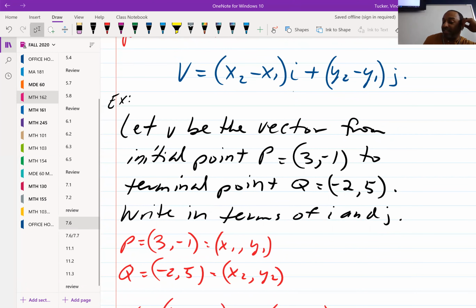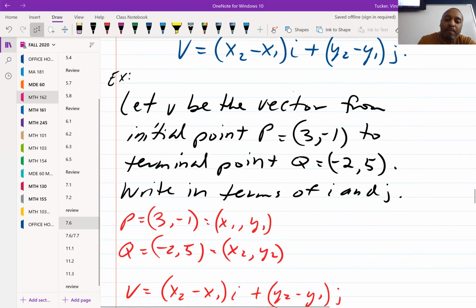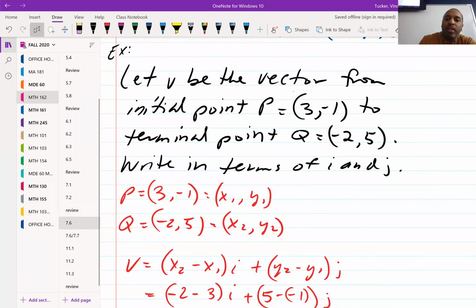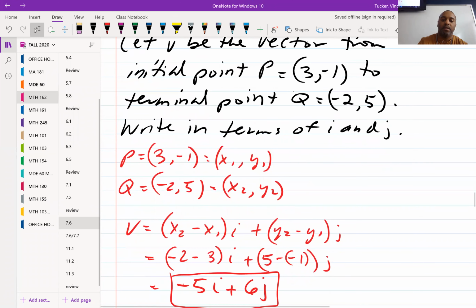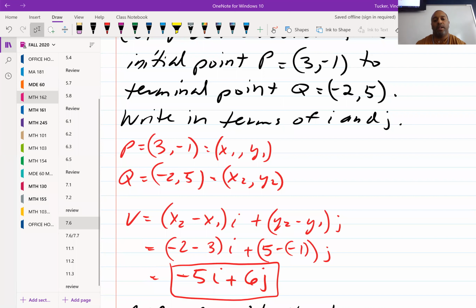So as far as our labeling is concerned, P is our initial point, so that would be the coordinates x1, y1, Q, terminal point x2, y2. And we're leaning on the formula that I just gave you. X2 minus x1 is going to be in front of I. Y2 minus y1 will be in front of J. Just make sure you substitute in accordingly and make sure you don't lose any of your negatives. So we have -2 minus 3, and then 5 minus -1. And so in terms of I and J, that would be -5I plus 6J.